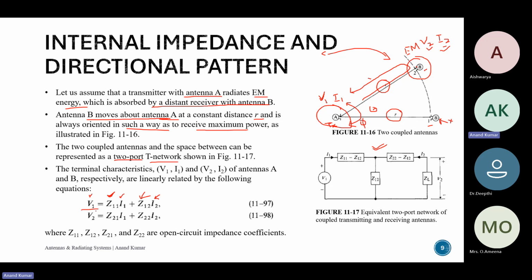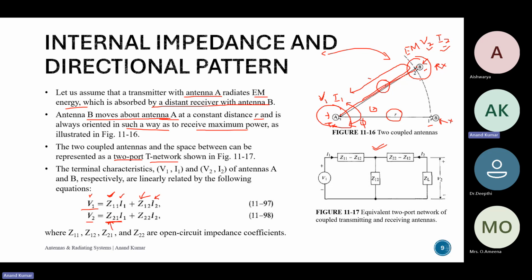So this is V1, and similarly V2. V2 is largely dependent on the radiation from the transmitting antenna, and Z21 is due to the mutual coupling. So Z21 is the impedance due to the mutual coupling, and I1 is the current in the transmitting antenna. The current in this antenna, which is radiated and received by the receiving antenna, will induce some voltage, and this is the voltage due to that.